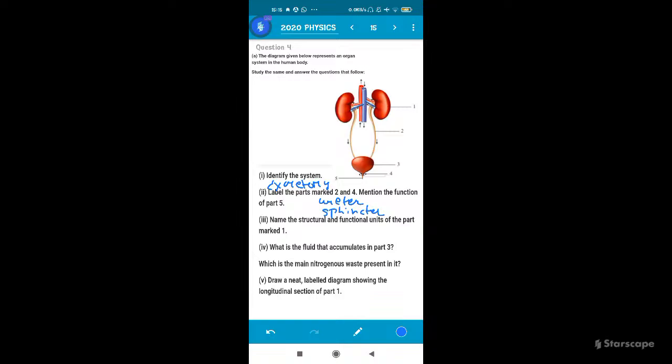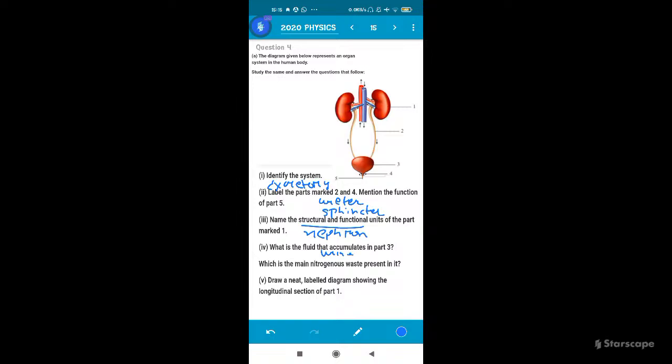Now your next question is, name the structural and functional unit of the part marked 1. So part 1 is the kidney, and what is the structural and functional unit of part 1? It is called the nephron, isn't it? So nephron will be the answer. Okay. Now your question 4 is, what is the fluid that accumulates in part 3? Part 3 is the urinary bladder. So what is the fluid which is stored there? It is called urine, right? So urine will be the answer.